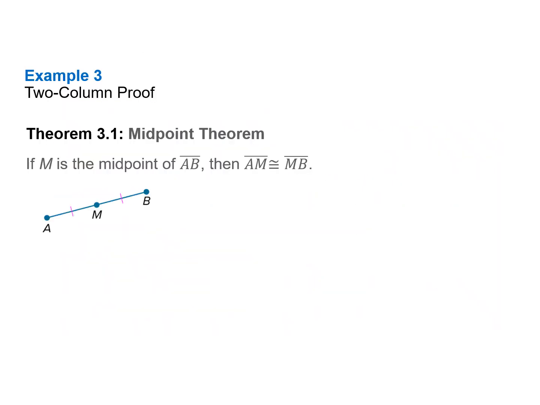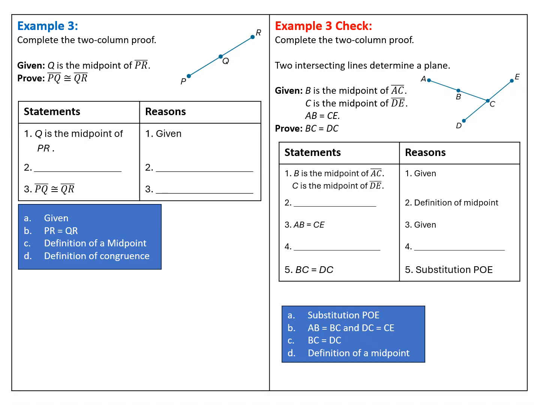Now, the first theorem we're going to learn about is the midpoint theorem. If M is the midpoint of line segment AB, then line segment AM is congruent to line segment MB. Let's try a two-column proof. So here's our example. Given that Q is the midpoint of PR, prove that line segment PR is congruent to line segment QR.